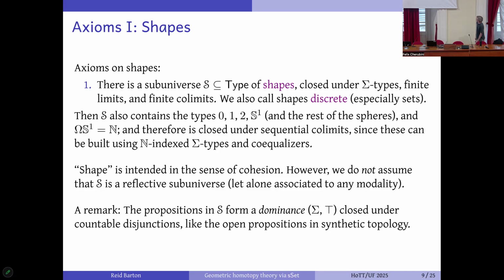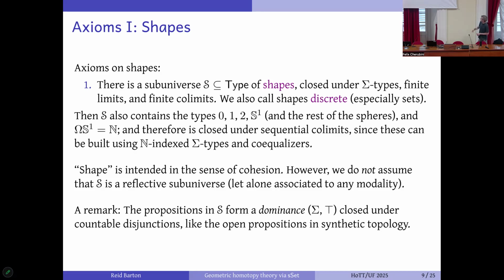This terminology of shapes, and I guess also discreteness, is motivated or influenced by the terminology that's used in cohesion, or maybe also in shape theory generally. Then what I'm talking about would be like the case of something having constant shape. But I don't want to assume that my subuniverse S is actually a reflective subcategory. And we'll see an example, which is actually the motivating example, where S is not a reflective subcategory. My understanding is this is different from how cohesion works, and this is an important point, I think.